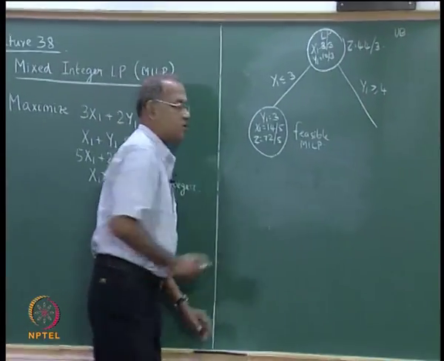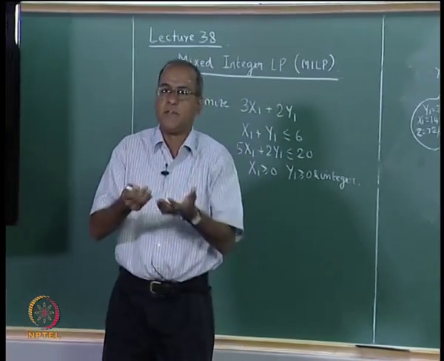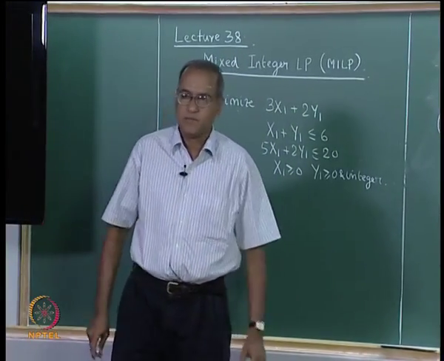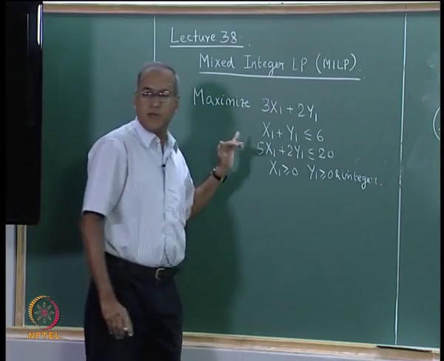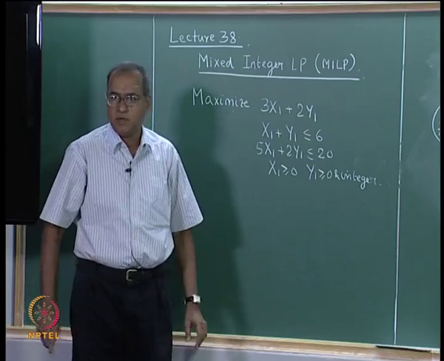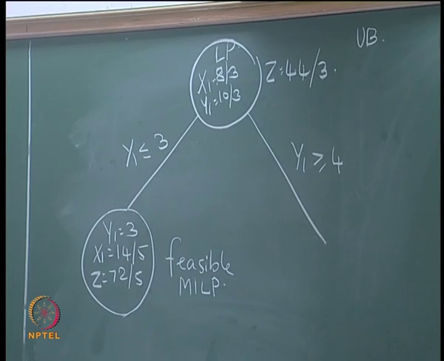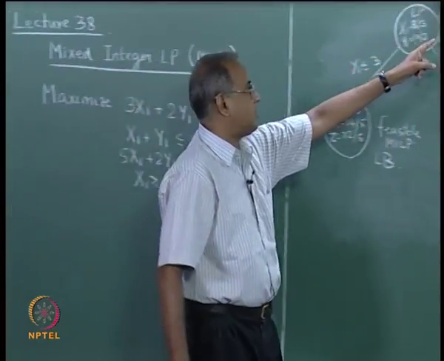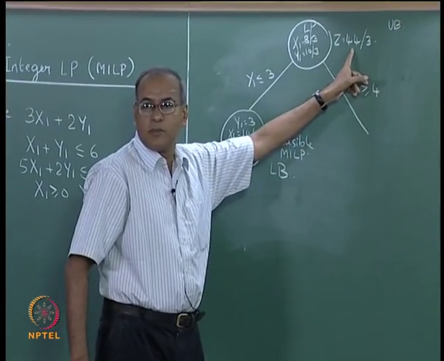But we are still not sure whether it is the optimum solution, but it is a feasible solution to a MILP. Now, the given problem is a maximization problem. So, we have a feasible solution to a maximization problem with objective function value 72 by 5. So, a feasible solution to a maximization problem becomes a lower bound to the optimum. Now, the optimum can be greater than or equal to 72.5. From here we also know that the optimum has to be less than or equal to 44 by 3.